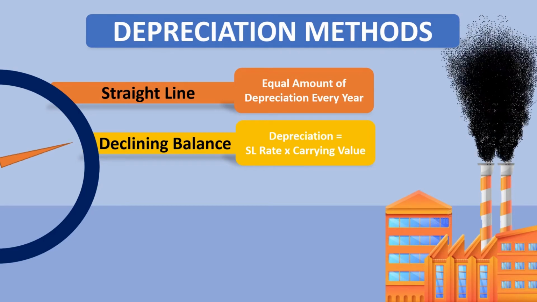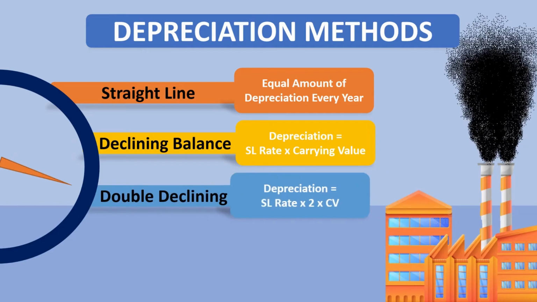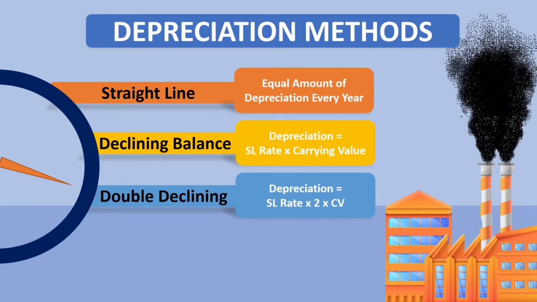Third, double declining balance. The double declining balance method is another accelerated depreciation method. After taking the reciprocal of the useful life of the asset and doubling it, this rate is applied to the depreciable base, carrying value, for the remainder of the asset's expected life.